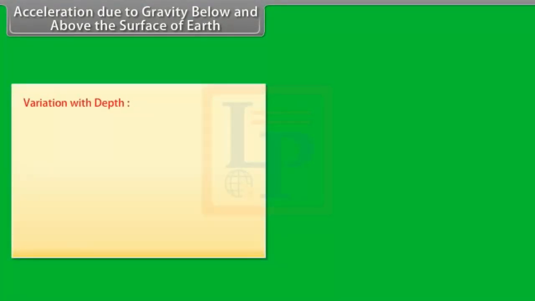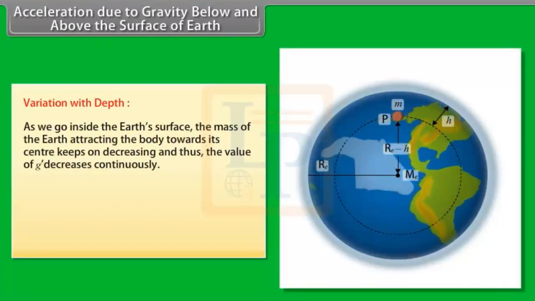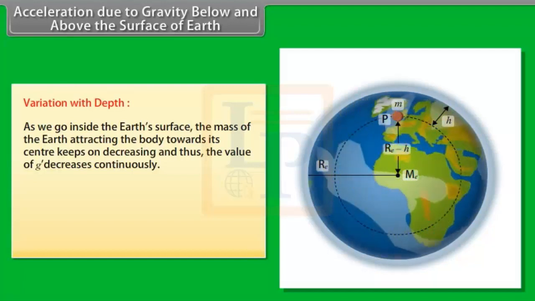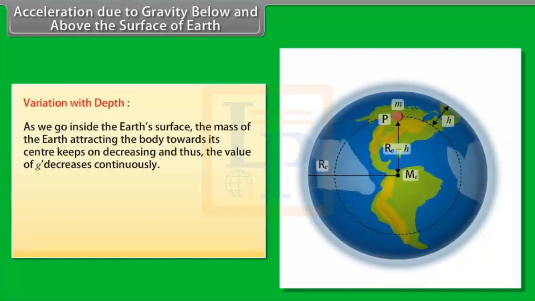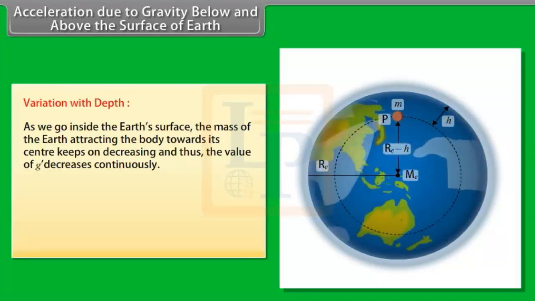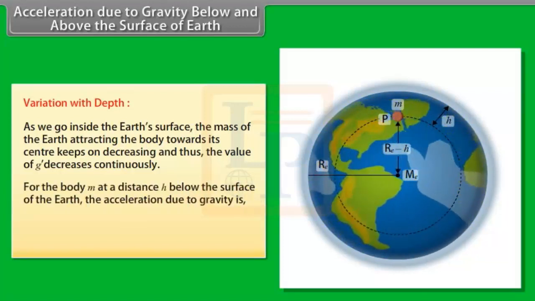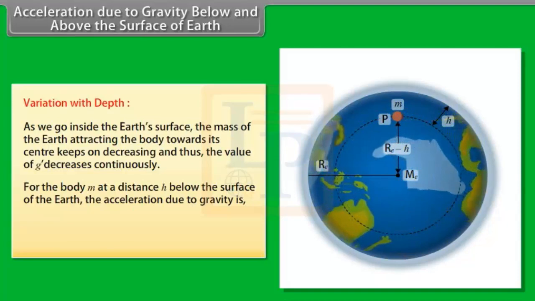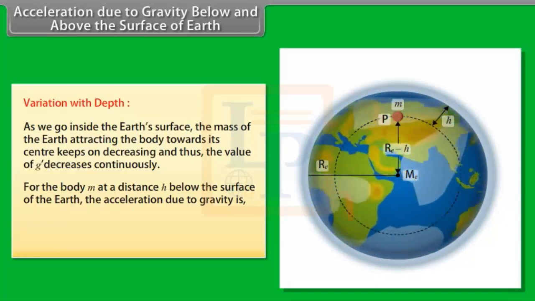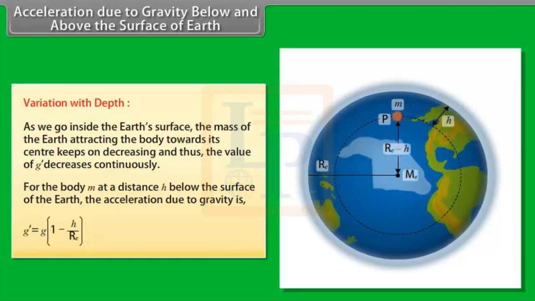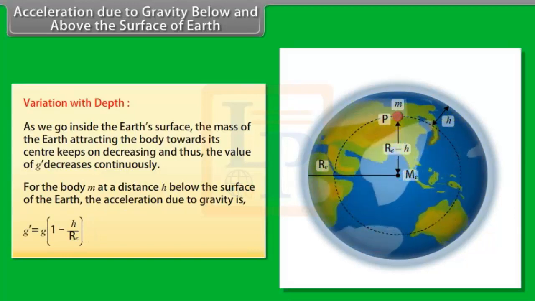Variation with depth. As we go inside the Earth's surface, the mass of the Earth attracting the body towards its center keeps on decreasing, and thus the value of g decreases continuously. For a body of mass m at a distance h below the surface of the Earth, the acceleration due to gravity is g' = g × (1 − 2h/Re).